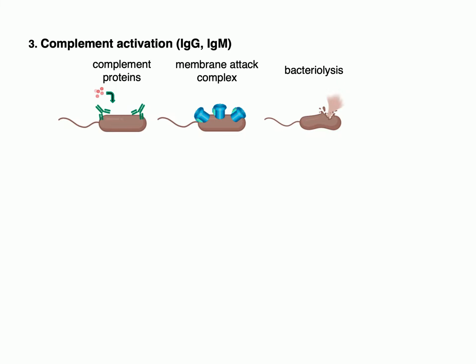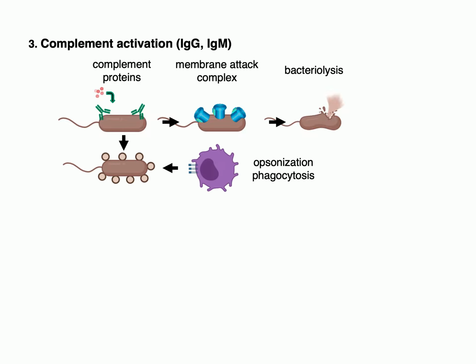IgG and IgM antibodies activate the classical complement pathway. This leads to bacterial lysis, opsonization, and vasodilation and inflammation via mechanisms that we have already discussed in this class.